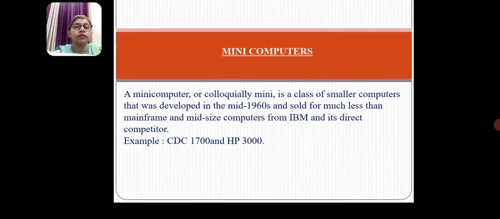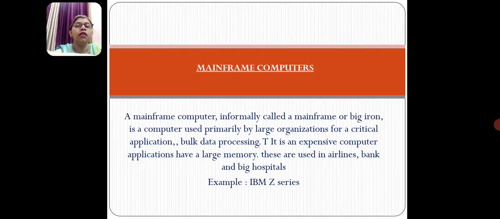Next is mainframe computer. A mainframe computer, informally called a mainframe or big iron, is a computer used primarily by large organizations for critical applications. As its name represents, a mainframe computer is very big in size. It is used in large organizations like companies, factories or hospitals, and from a scientist's point of view in weather forecasting, because of its size, speed and memory.